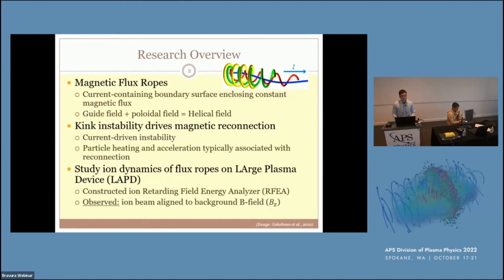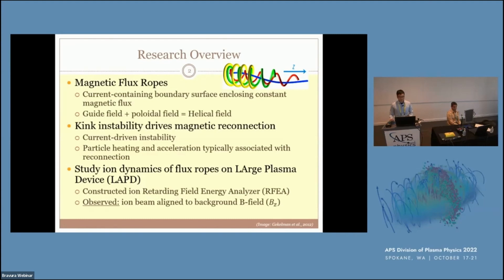Okay, so an overview of my research. I'm looking at magnetic flux ropes. By definition, they are a current-carrying boundary surface that encloses a constant magnetic flux. If you have a current flowing in the z direction, as in this cartoon, you get a poloidal magnetic field that varies radially. But in our experiment in the LAPD, we also have a guide field in the z direction. Combined with the poloidal magnetic field, this gives a helical field as shown.